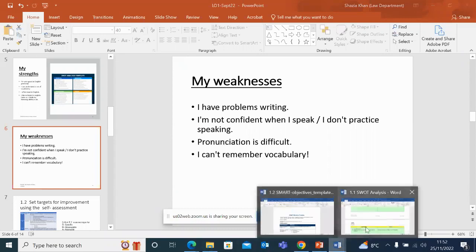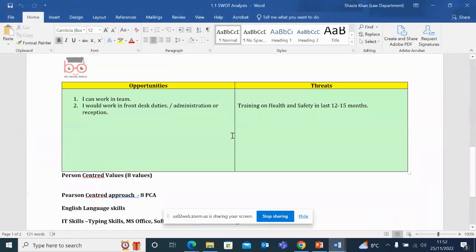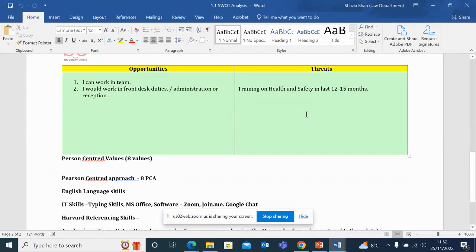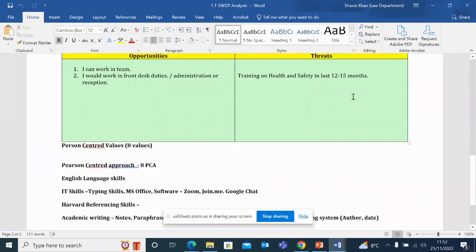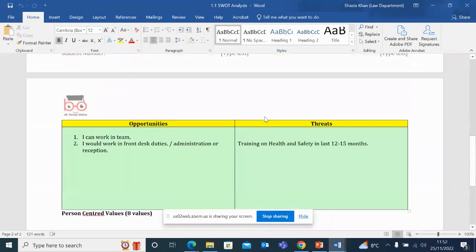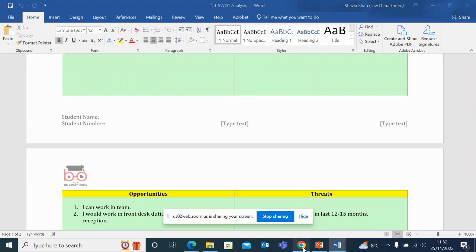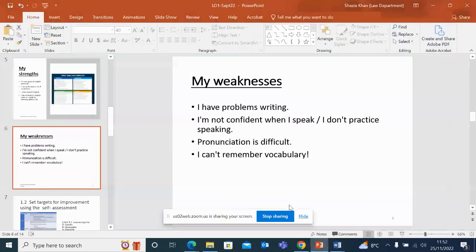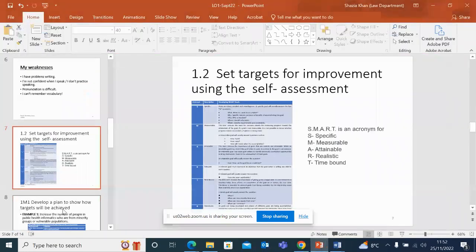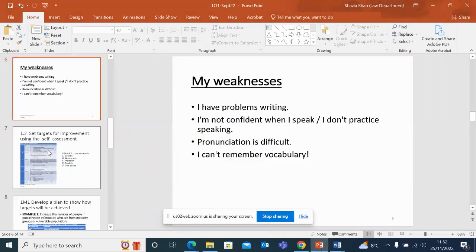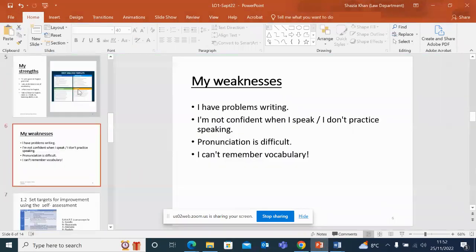So the SWOT analysis, they have opportunities here as well, and this is an example of an opportunity. I can work in a team. I can work front desk duties, administration, or reception, and some of the threats are training on health and safety in the last 12 to 15 months. So this is a template that you could use, and these are on Moodle for you to look at, okay?